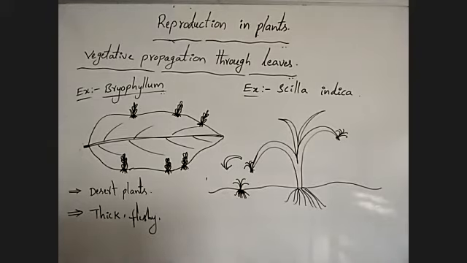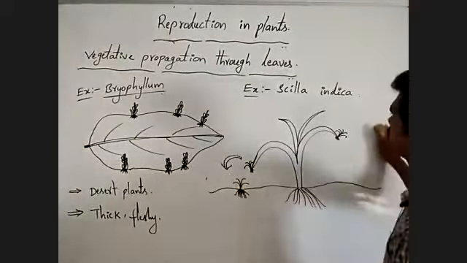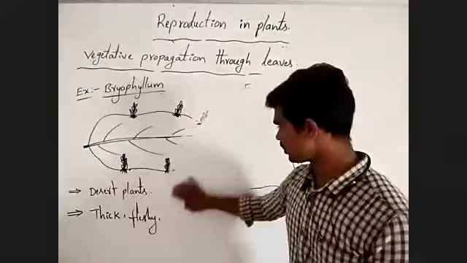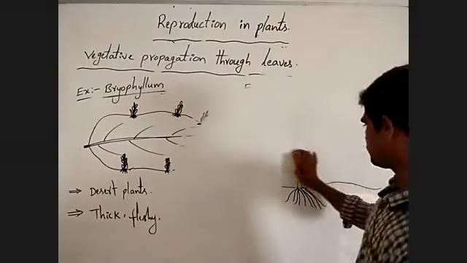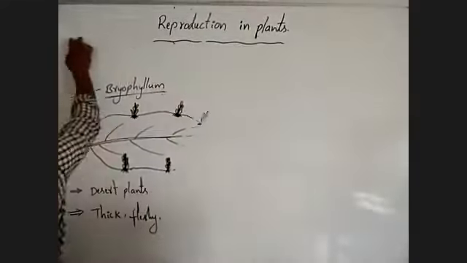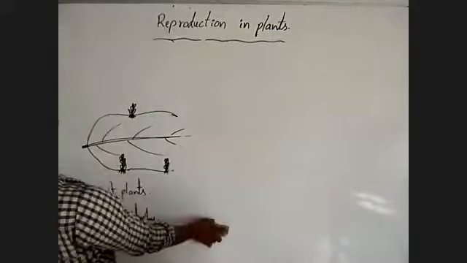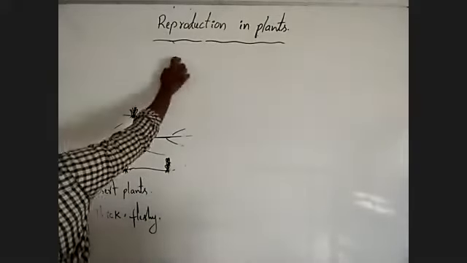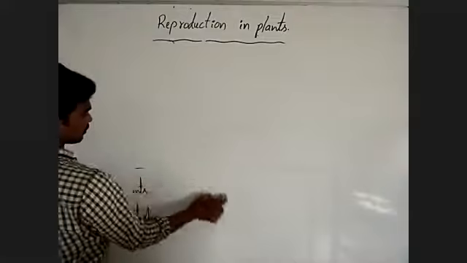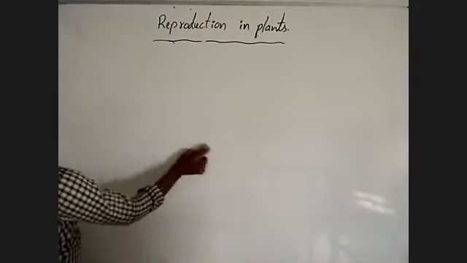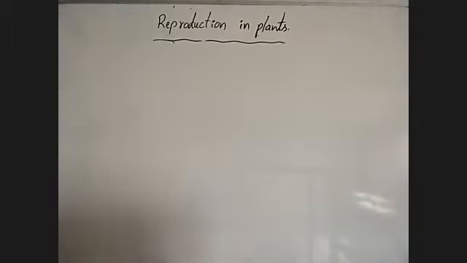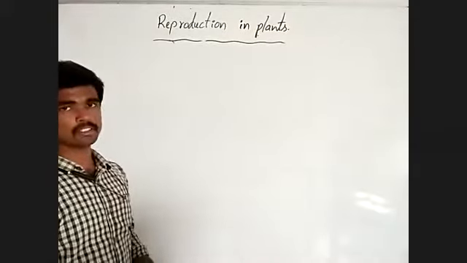Next, these are the natural vegetative propagation types. Now, artificial vegetative propagation.